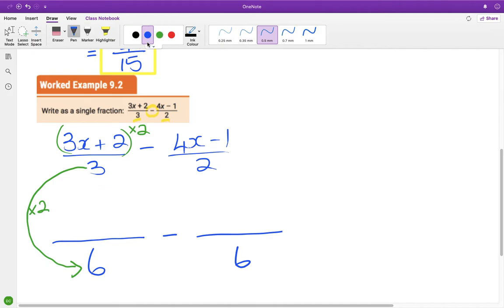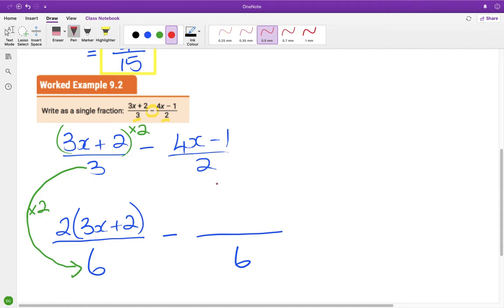Yeah? So we write that as 2 times 3x plus 2. I'm taking what was the top line and multiplying it by 2, because that is the adjustment that was made to the denominator, and I must make the same adjustment to the numerator.